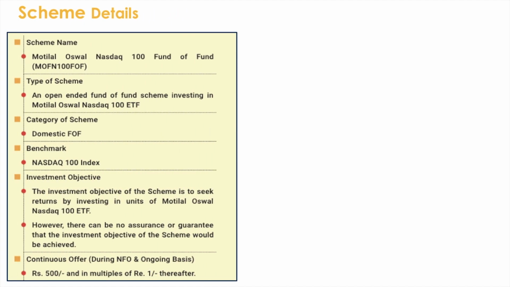Now we'll look at the scheme details. The scheme is Motilal Oswal Nasdaq 100 Fund of Fund. Type of scheme: an open-ended fund of fund scheme investing in Motilal Oswal Nasdaq 100 ETF. So this is an open-ended fund. If at all you miss investing by 22nd, need not worry, you can invest after 22nd also, because this is an open-ended fund. The scheme category is domestic FOF. The benchmark is Nasdaq 100 index.